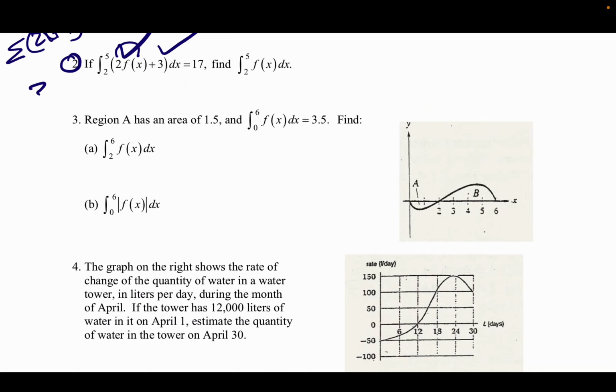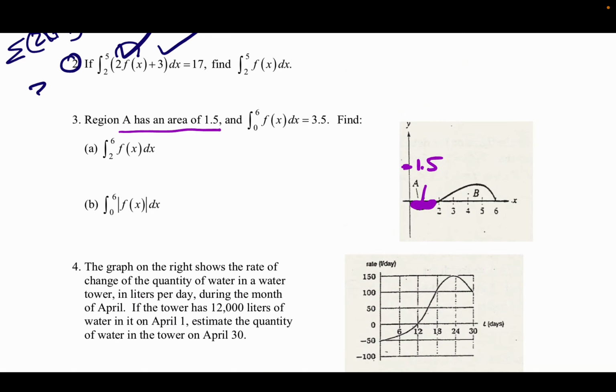All right, number 3. On 3A, it tells us A has an area of 1.5. So I know this area is 1.5, and actually it's under, so I'm going to have to count it. It has absolute value, like this is 1.5. However, when I'm finding the integral of it, I'm going to have to call it negative 1.5.